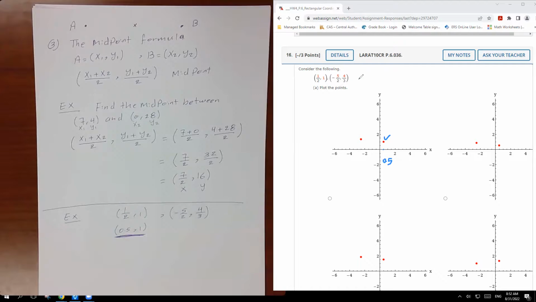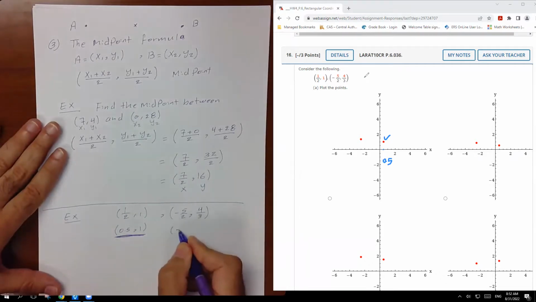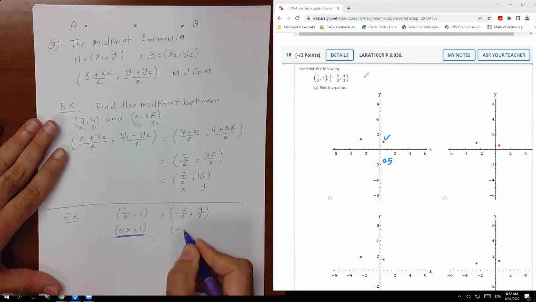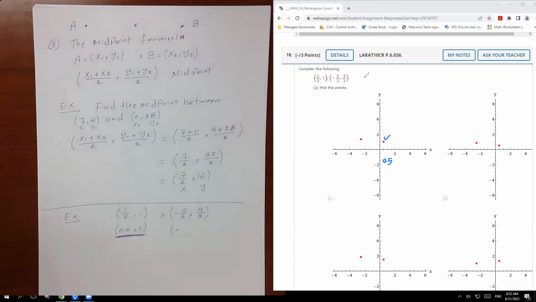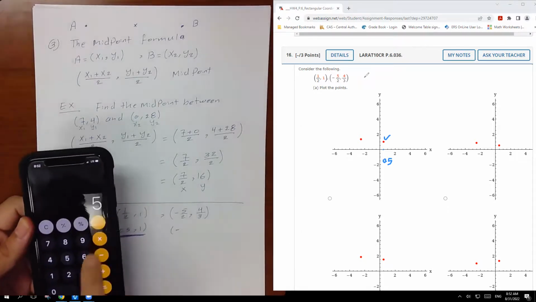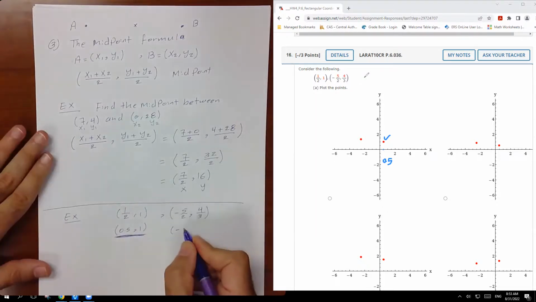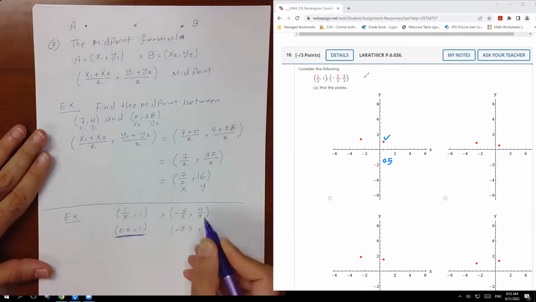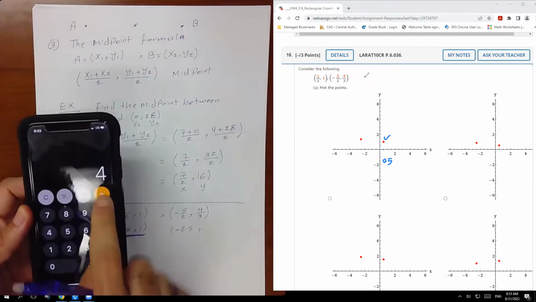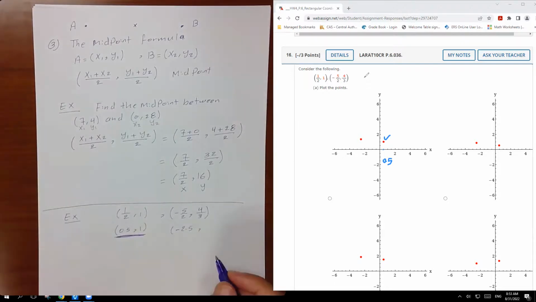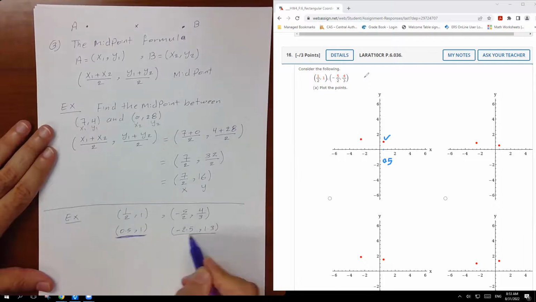Let's check the second one, -5/2. 5 divided by 2 is going to be 2.5, so this point's x is -2.5. For this one, 4 divided by 3 is going to be 1.3, so I'm going to say 1.3. It's easier to locate these 2 points.